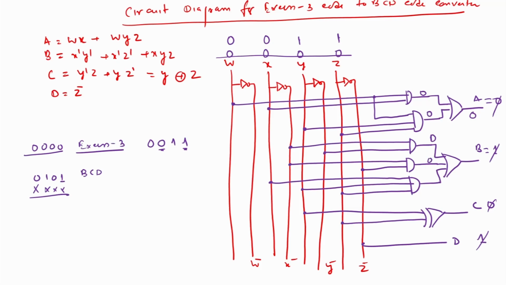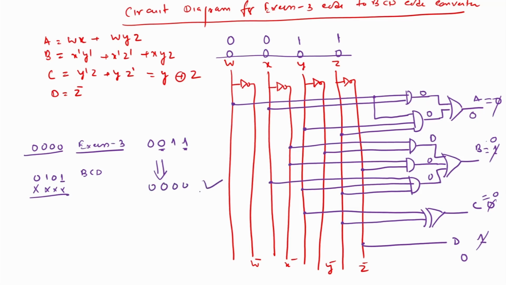What is the term XYZ? Here the value of X is 0, so this term is also 0. What will be the output B? B is equal to 0. Similarly, what is C? C is nothing but Y XOR Z, and what will be the value of Y XOR Z? Y is 1, Z is 1, so C is also 0. What is the value of D? D is nothing but Z complement, and here Z is 1, so Z complement is 0. This means when the XS3 code input is 0, 0, 1, 1, we obtain the BCD output 0, 0, 0, 0.